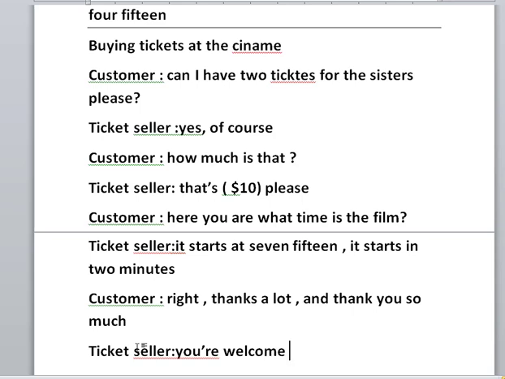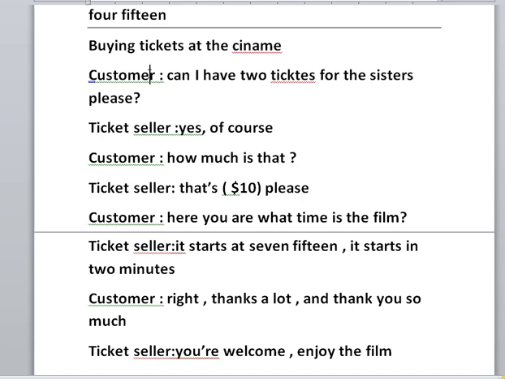It's all about buying tickets at the cinema. When you want to go to the cinema with your friends, with your family, and also with your sister, and also with your relative, you must buy tickets. And this person buying tickets at the cinema is the customer.